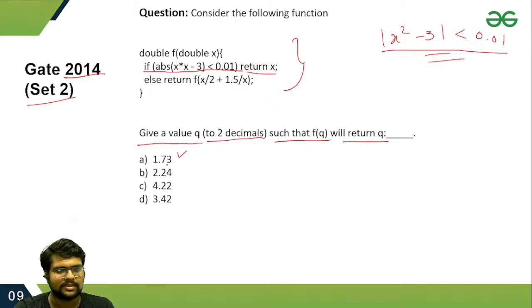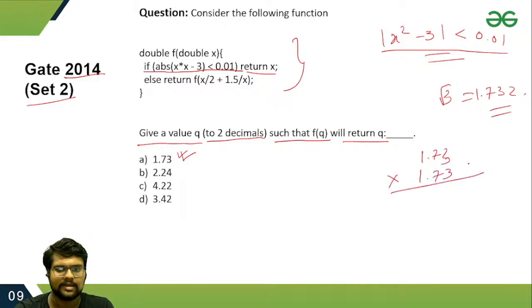So here 1.73 is there, which is, I think, the root 3 value, which is 1.732. So its value is this. So root 3 value is 1.732, so it is approximately this. So let me square this value, 1.73. Let me just multiply it.